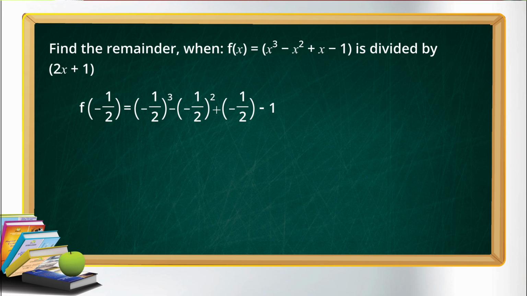f of x is equal to x cubed minus x squared plus x minus 1, like this. f of negative half is equal to negative half cubed minus negative half squared plus negative half minus 1. Now we start calculating with our calculator and find the result is negative 15 over 8. This means the remainder which was asked for is negative 15 over 8. Did you follow?